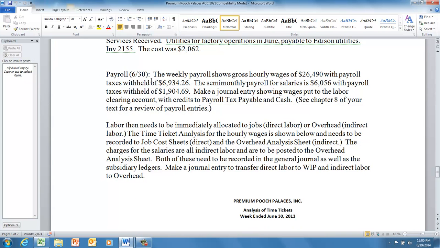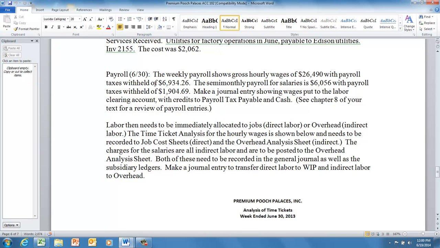We see here payroll of June 30th. The weekly payroll shows gross hourly wages of $26,490. What this means when you're talking about hourly wages is wages of the workers, and we're specifically talking about wages of the factory workers. They have gross wages of $26,490 and payroll taxes withheld from their checks of $69.34.